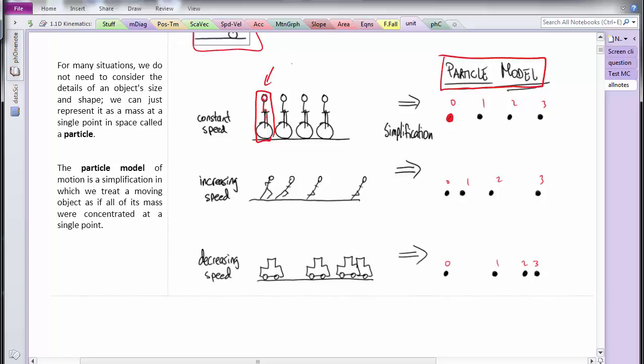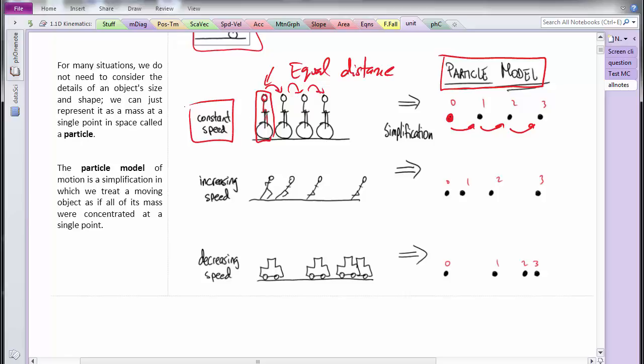Okay, now on a motion diagram you can see here that these guys are equal distance apart. Just like over here, these are equal distance apart. Equal distance. When that is the case, you can probably imagine that this person would be moving at constant speed, because between each time interval, okay, they move the same distance.